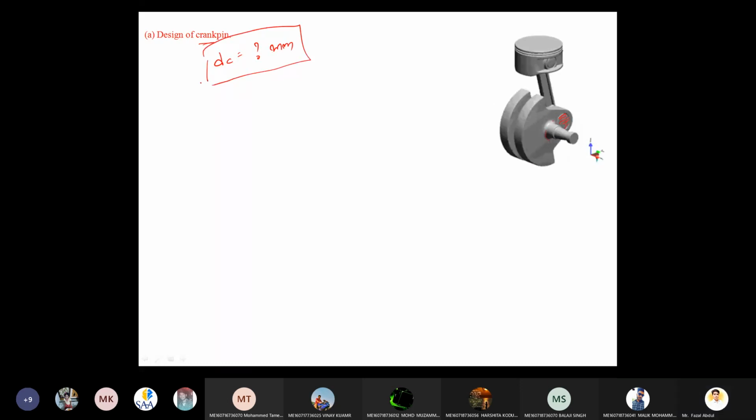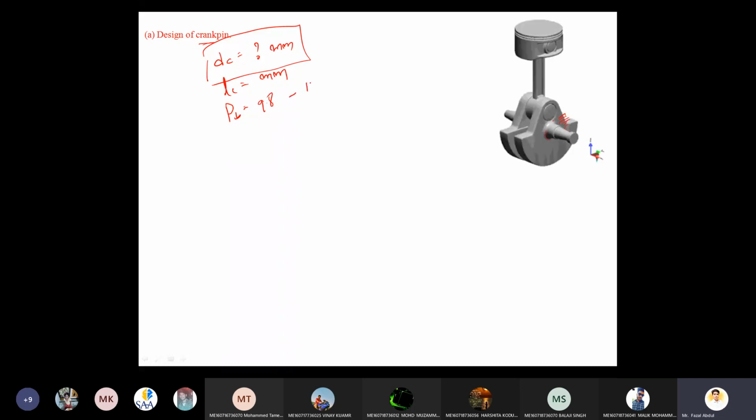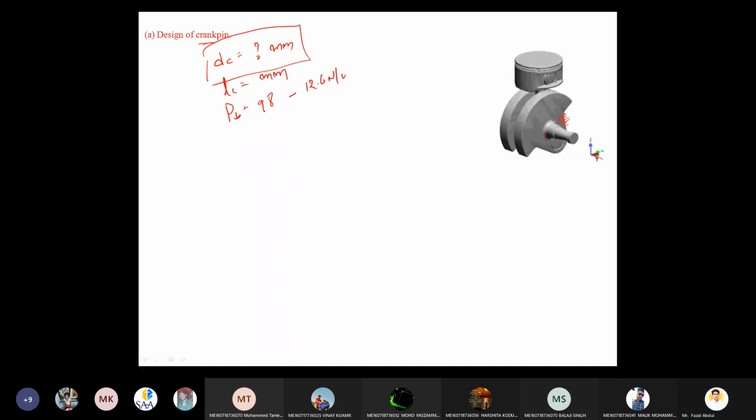LC is the length of the crank pin in mm. And BP is the bearing pressure acting on the crank pin. Its value is given as 9.8 to 12.6 Newton per mm square. This value you have to remember.